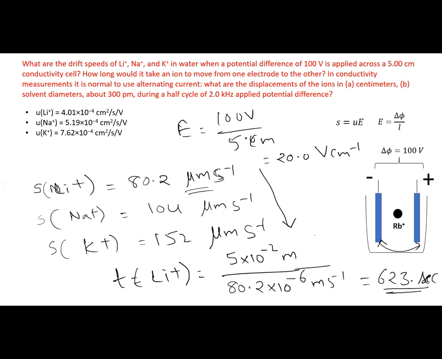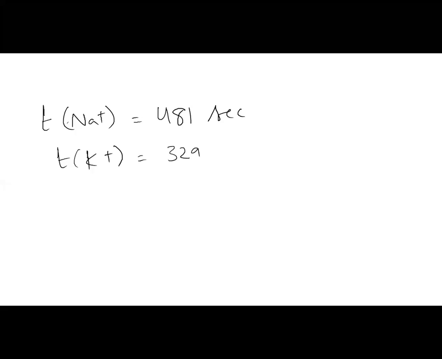And if you continue to solve for the time for other ions, you get the time for the sodium ion to move from one electrode to the other as approximately 481 seconds, and that for potassium is 329 seconds. So the time is also decreasing as the size of the ion increases.